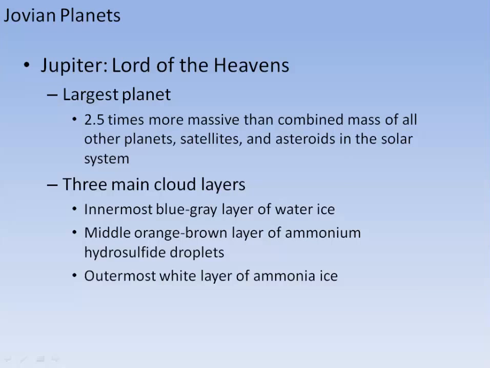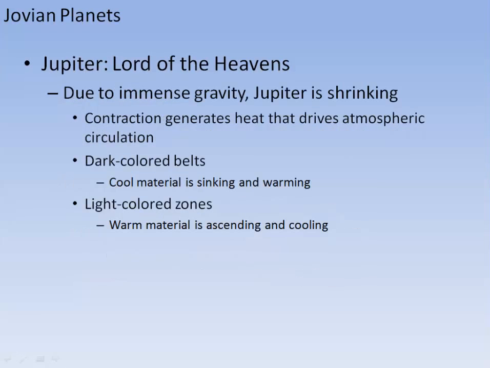Jupiter, floor of the heavens, is the largest planet, 2.5 times more massive than the combined mass of all the other planets, satellites, and asteroids in the solar system. It has 3 main cloud layers: the innermost blue-gray layer of water ice, a middle orange-brown layer of ammonia hydrosulfide droplets, and an outermost white layer of ammonia ice. Due to immense gravity, Jupiter is shrinking.